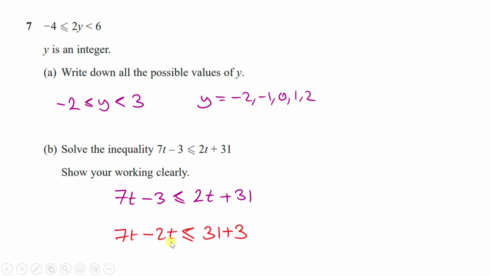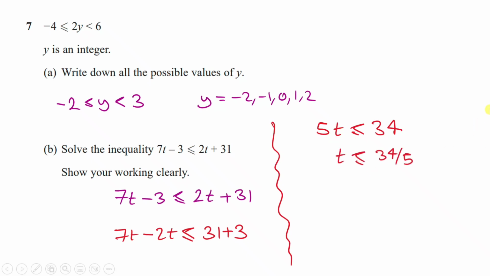So we've got 7t minus 2t less than or equal to 31 plus 3. If you simplify that, you should get 5t less than or equal to 34. Now just divide the inequality by 5 and you have your answer. You could leave it like this or as a decimal. It's all good. They don't tell you how to leave it.